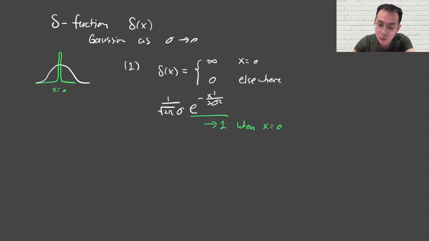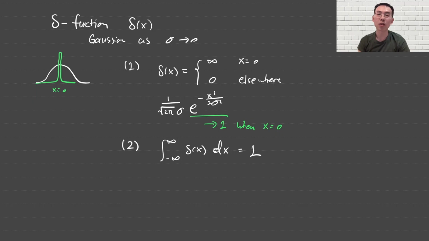Remember that our sigma goes to 0, so all we are left with is 1 over sigma, which boils up to infinity. So this is how we get this property here. The second property of the delta function is that the integral of delta of x equals 1. This makes sense because it is still a probability density function, even though it is the limit case of the Gaussian distribution.